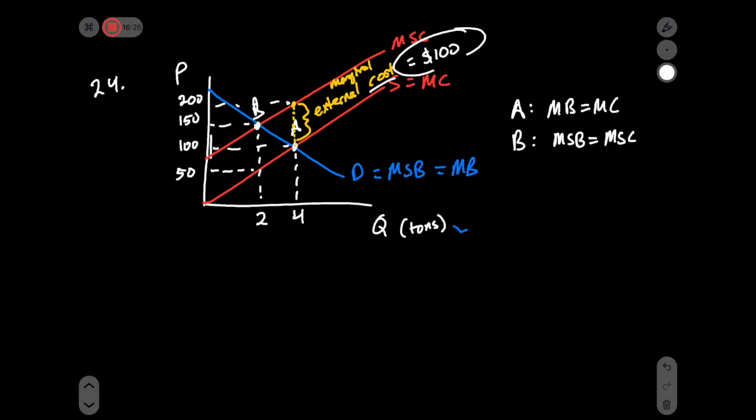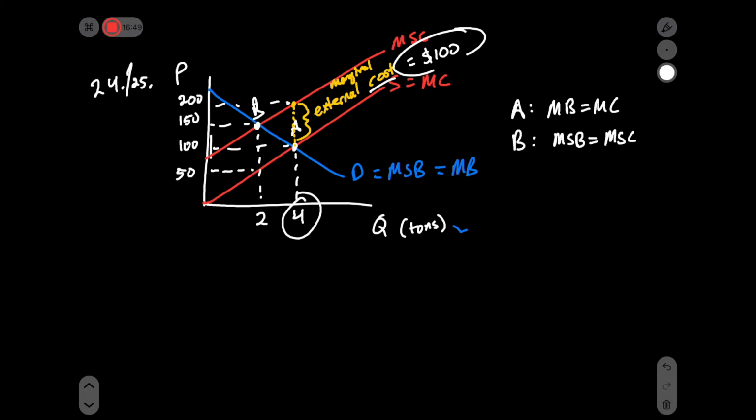So referring to the same graph in question 25, this graph shows the marginal social benefit, marginal private cost, and marginal social cost of producing steel. If the market is competitive and unregulated, how many tons of steel will be produced? The answer, 4.